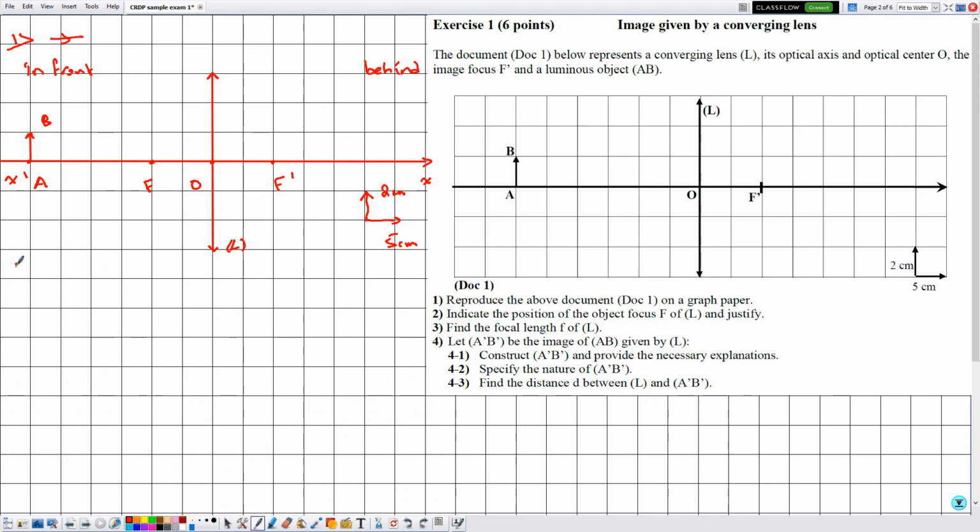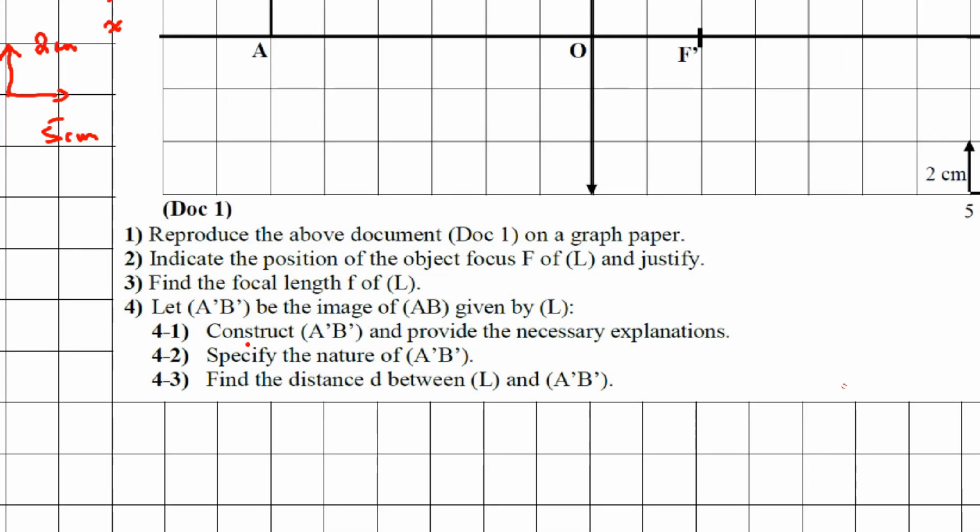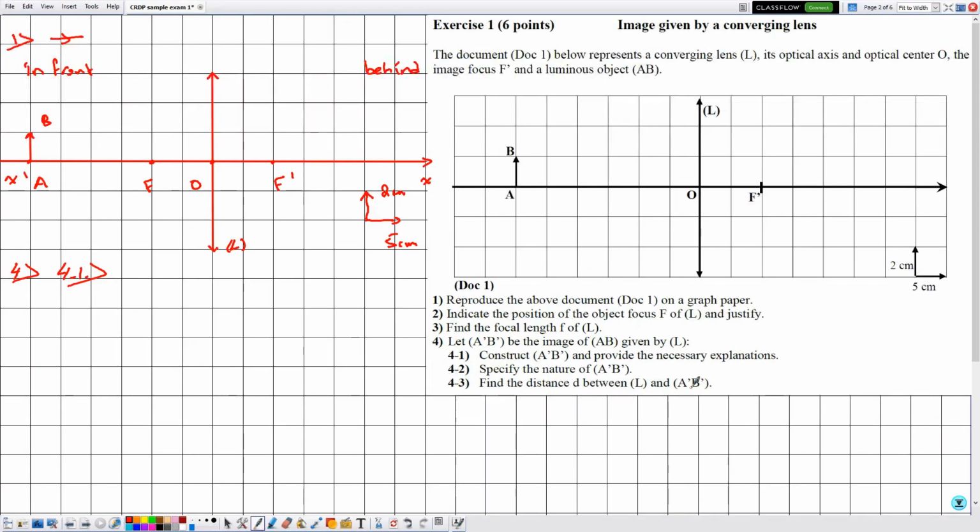We are in part 4, part 4.1. Construct A prime B prime and provide the necessary explanations. However, by itself the word construct means we need to trace and justify. Notice that till this moment we didn't trace any ray issued from B. Then in order to construct, trace and justify the image A prime B prime, we need to consider at least 2 incident rays issued from B.